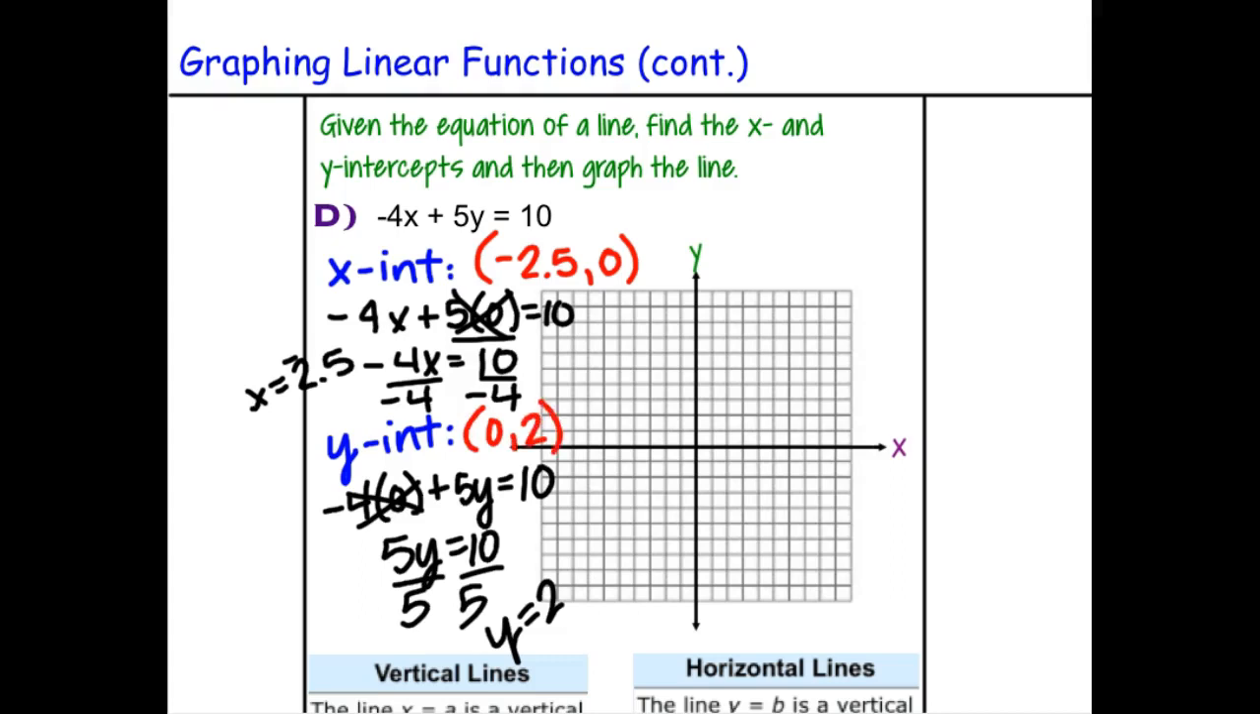Now to graph it, you graph your two intercepts. I'm going to go the route of this is 1, this is 2, every other line, just so I can make sure that I graph this as accurately as possible. So I'm going to graph negative 2.5, 0, and I'm going to graph 0, 2, and then I can just connect my dots. You typically need 3 points to make a line. When we're graphing using intercepts, I will allow you to only use 2 points.